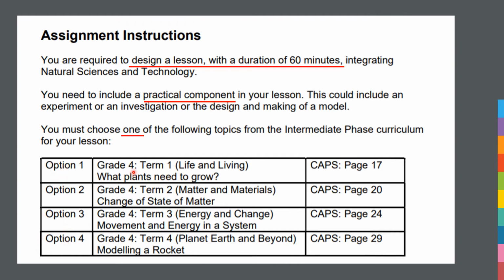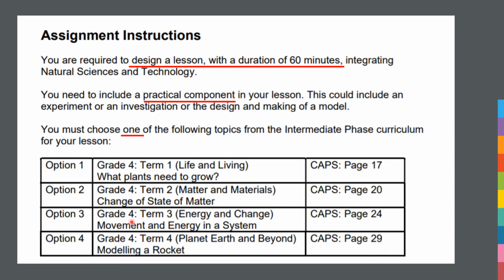The first option is grade 4, term 1, life and living, what plants need to grow, and you have your CAPS reference page number provided as well. Option 2 is grade 4, term 2, matter and materials, change of state of matter, and that's found on page 20 of your CAPS document.